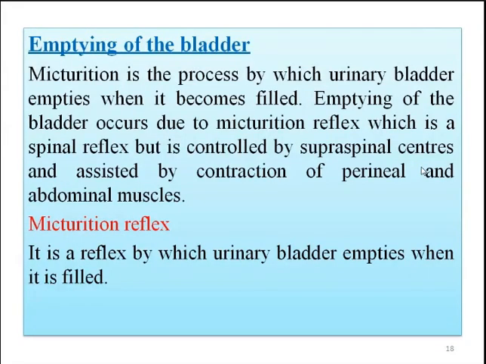Now coming to the emptying of the bladder. Micturition is the process by which the urinary bladder empties when it becomes filled. Emptying of the bladder occurs due to the micturition reflex, which is a spinal reflex but is controlled by supraspinal centers. Supraspinal, that is above the spinal cord: the brain stem, midbrain, pons, and the cerebral cortex all come under the supraspinal centers. And this is again assisted by contraction of perineal and abdominal muscles, which have an additional effect.